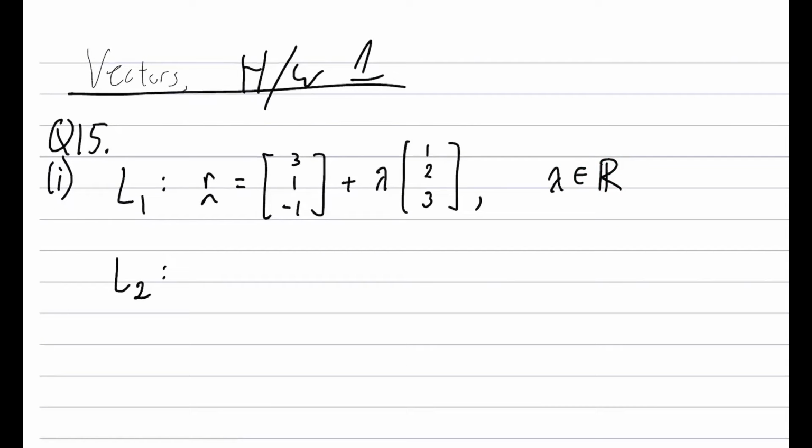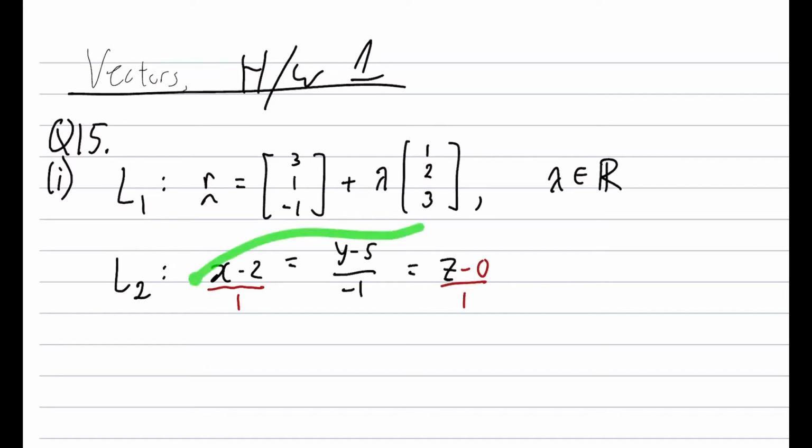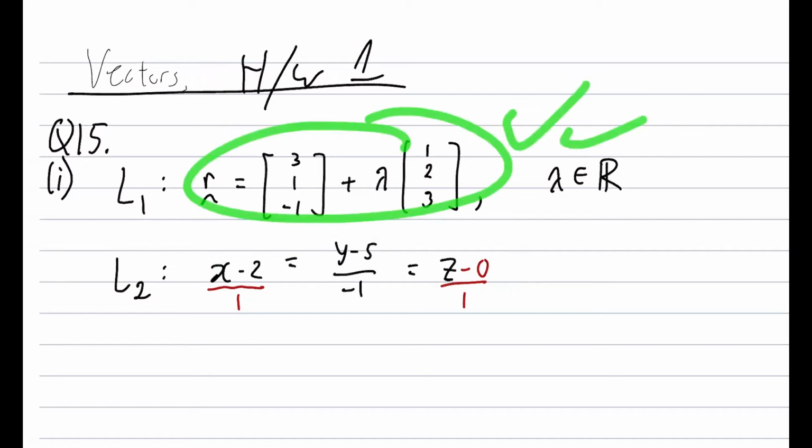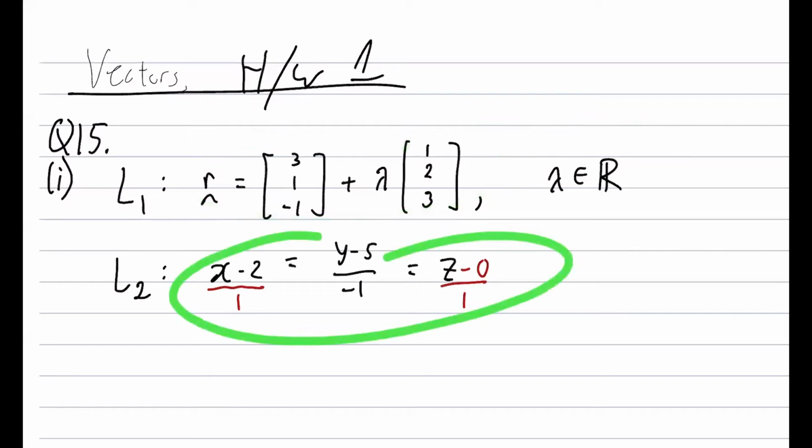Then L2 will be (x minus 2) equals (y minus 5) over -1 equals z. Here, z. How come so special? Only z, no fraction. What you need to know is that you can rewrite it as a fraction like this, (x minus 2) over 1 and (z minus 0) over 1. Correct or not? Yeah. Now, this Cartesian form is not useful. What should you do? Always convert into vector form. Vector form is the best one. So how do we convert into vector form?